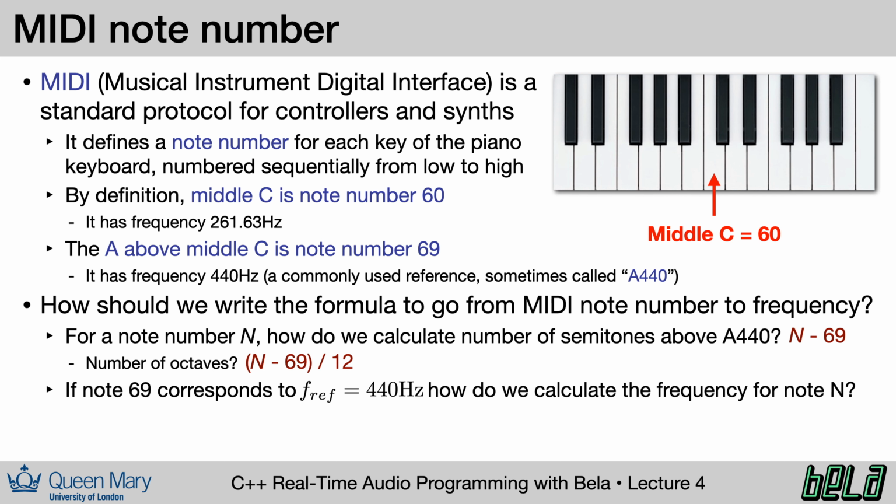Finally, if we know that note number 69 corresponds to a reference frequency of 440 Hertz, how do we calculate the frequency for a note number of n? Well, then we get this equation. Fout is equal to 440, our reference frequency, times 2 to the power of n minus 69 divided by 12. This is our standard equation which we use to convert MIDI note number into frequency. You will find this used in all sorts of different audio software.